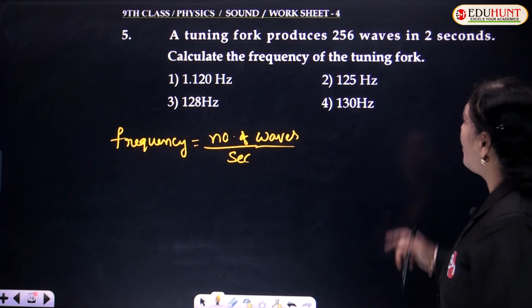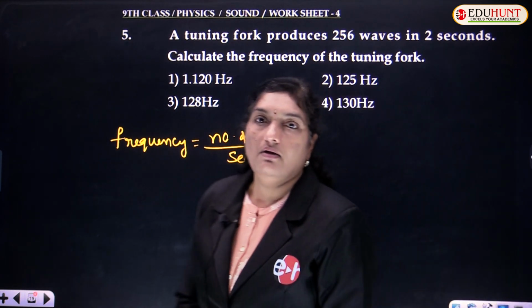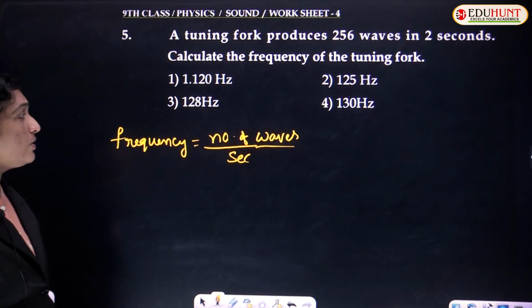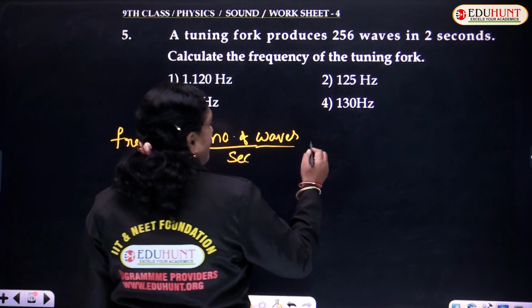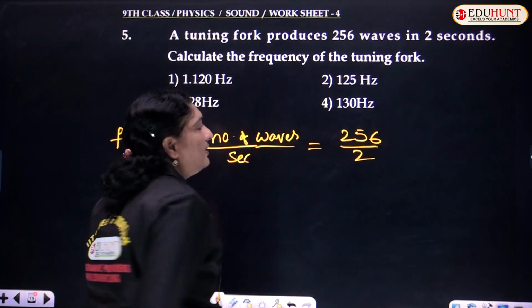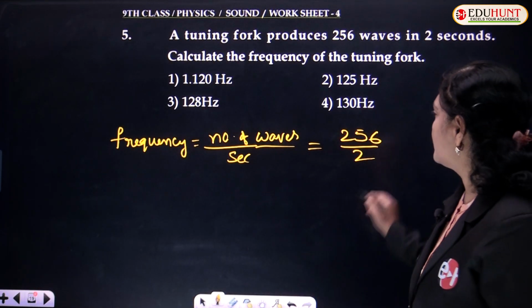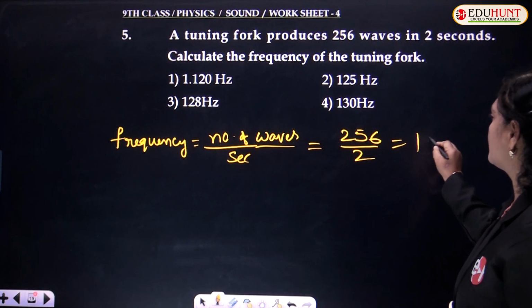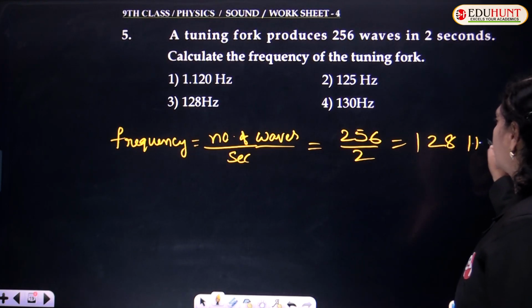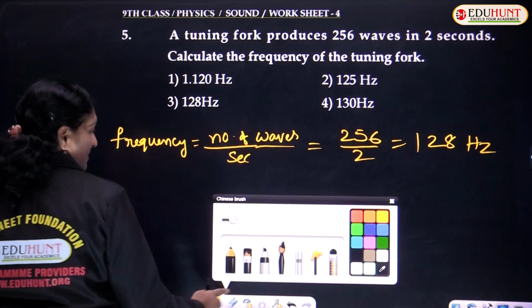Okay? So what they were giving is in 2 seconds 256 waves are produced, but I want it in 1 second. So I have to divide the given waves by 2. So this is 256 upon 2. Then you will be getting it for each second. So simplifying this, how much is that? 2 ones, 2 twos are 4, and 8. 128 Hertz. Okay, frequency is nothing but number of waves per second.